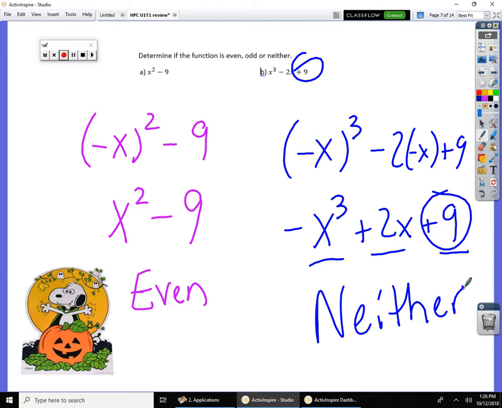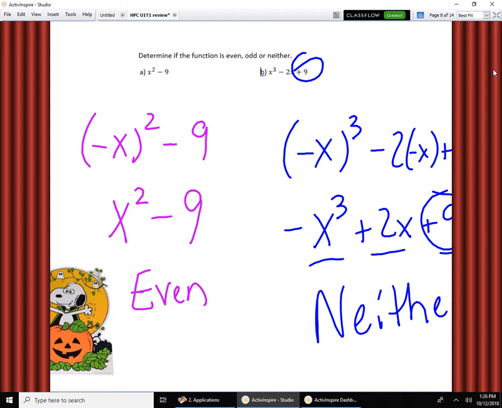So, that's how we test even or odd. We replace x with negative x. That's how you test for even or odd algebraically. Okay? So, if when I replace x with negative x and do the math again, it's the same, it's even. If everything switches signs, it's odd. If some switch and some don't, it is neither. Neither, neither, nor. All right.